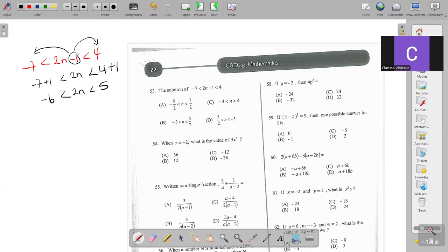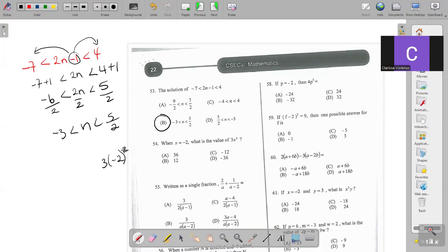less than 5. So then we divide by 2 on all sides. So we're going to end up with negative 3 less than n less than 5 over 2. So that would be B.